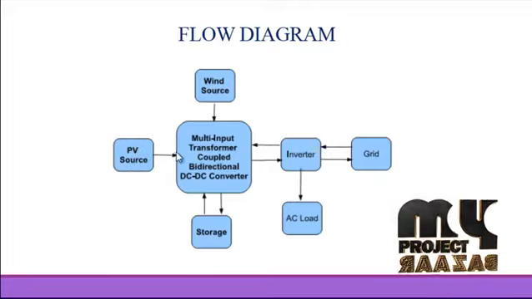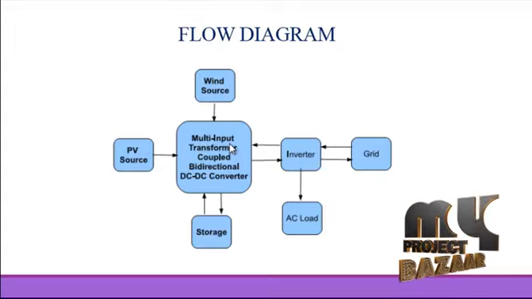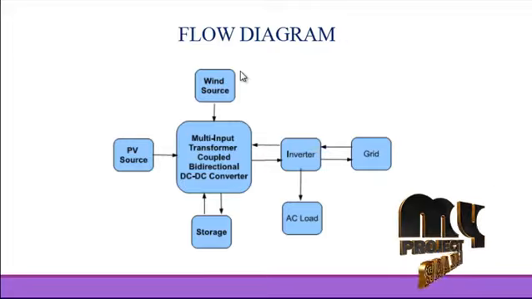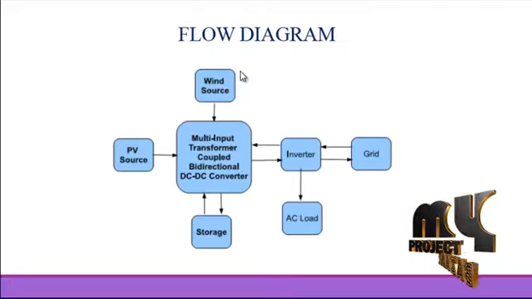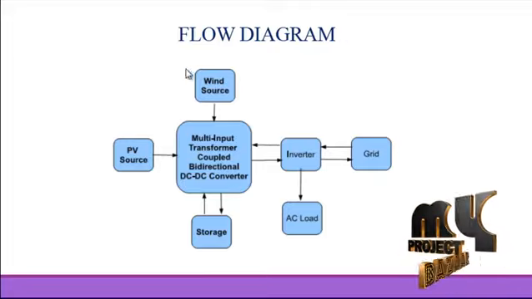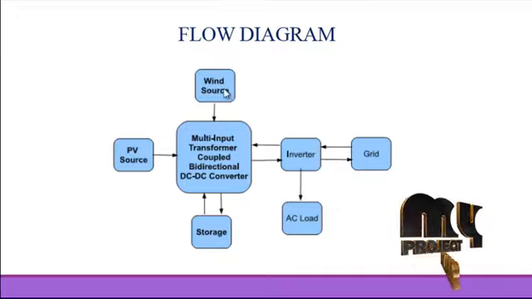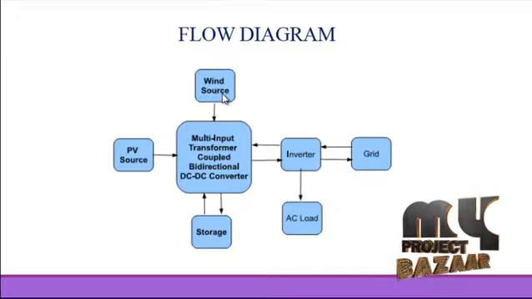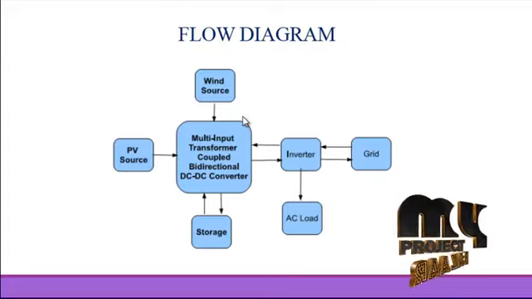This is interfaced to the multi-input transformer coupled bidirectional DC to DC converter. Another thing we can see is the wind turbine. The wind turbine is driven by the wind speed, as a renewable energy resource. We use a DFIG block model for the wind turbine. Similarly, it is an input to the multi-input transformer coupled bidirectional DC to DC converter.